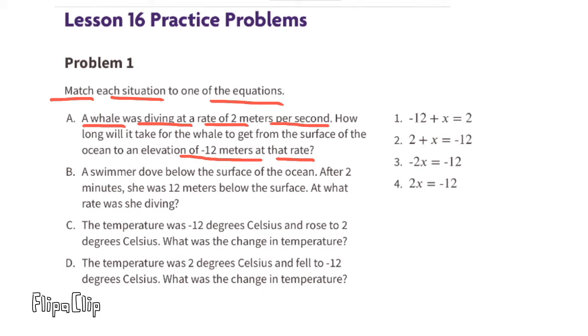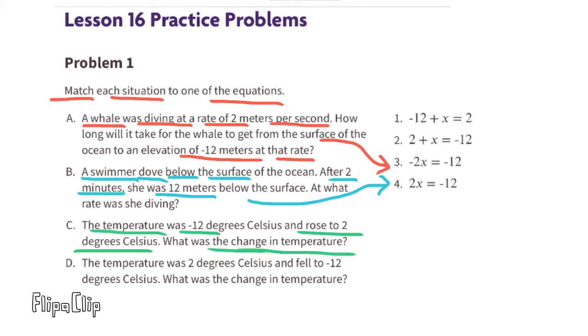We're looking for an equation that's going -2 meters for an unknown time to take them -12 meters. Situation A matches perfectly with equation 3. B. A swimmer dove below the surface of the ocean. After 2 minutes, she was 12 meters below the surface. At what rate was she diving? We're looking for an equation that has the diver diving for 2 minutes at an unknown rate to get -12 meters. Situation B is a perfect match with equation 4.